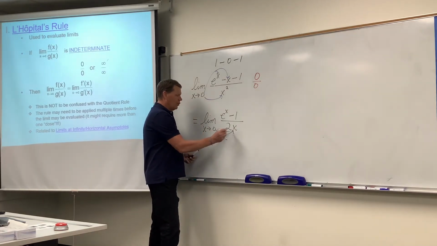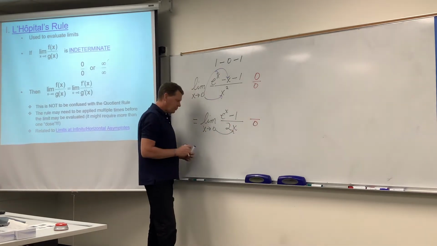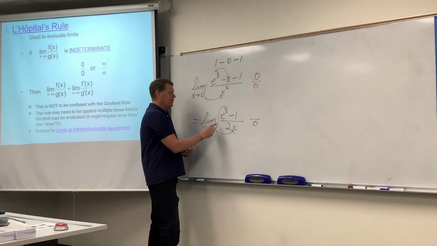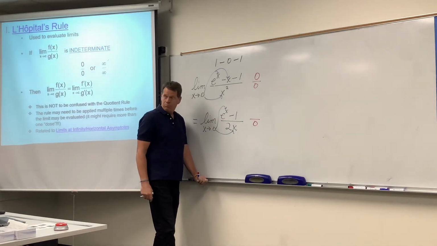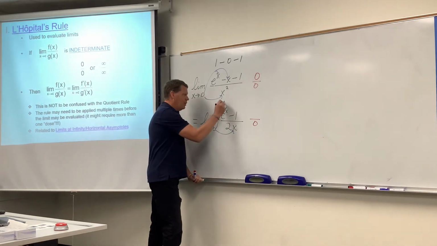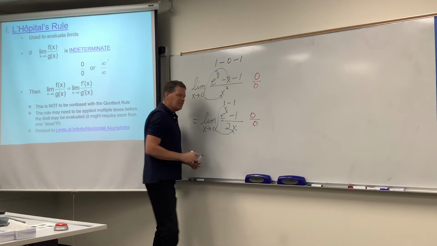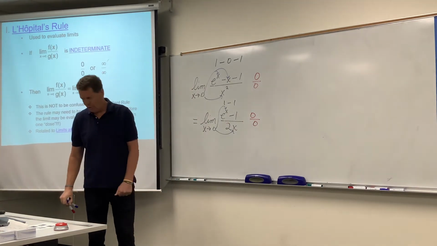So we'll put 0 in for x here. 2 times 0 is still 0. We put 0 in for x up here. Well, e to the 0, what's e to the 0 power? What's anything to the 0 power? 1. That would be 1 minus 1. Looks like the numerator is still 0. Is it still indeterminate? Yep, sure is.